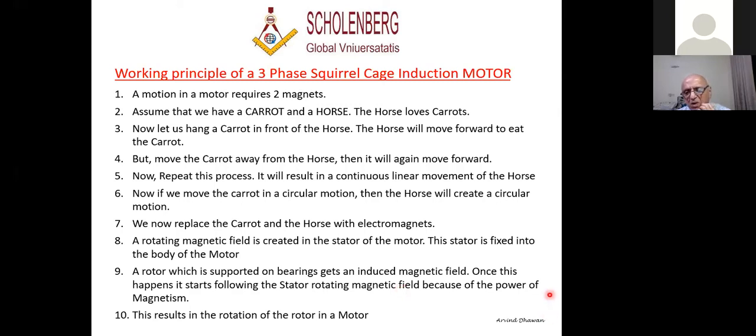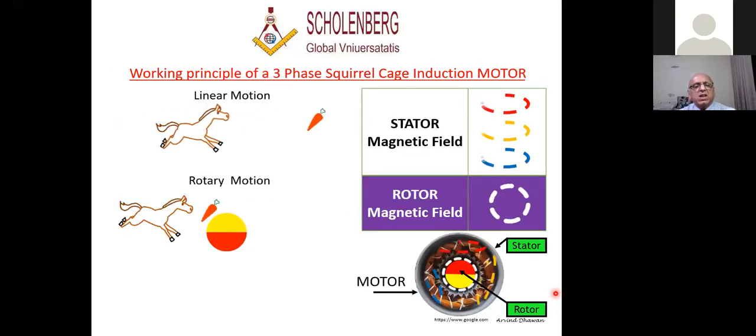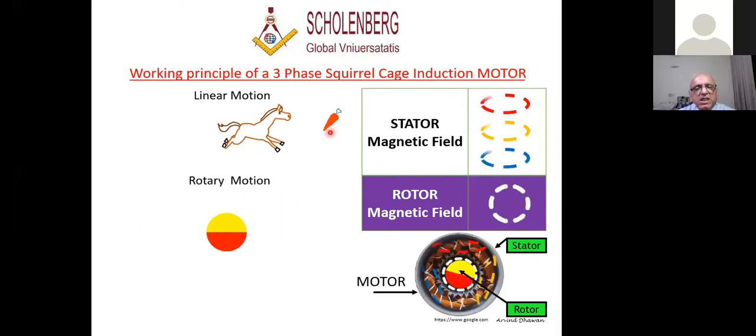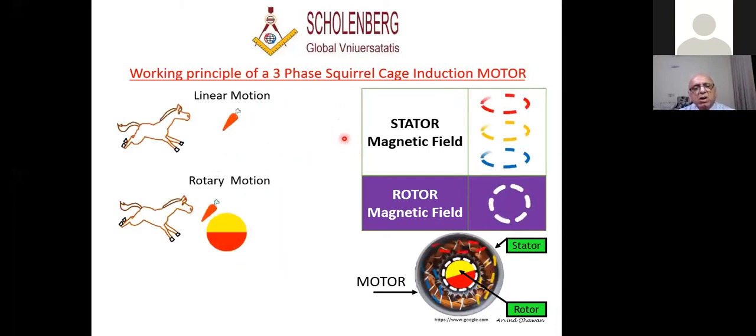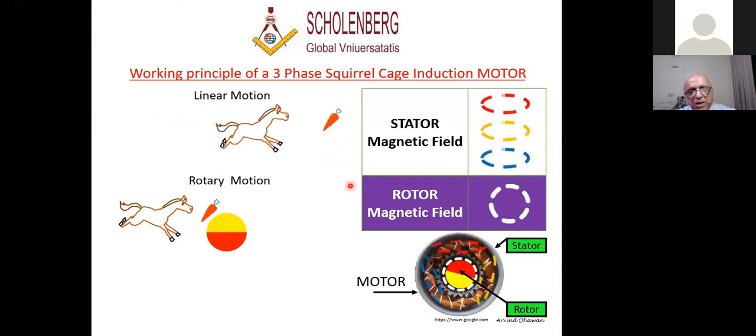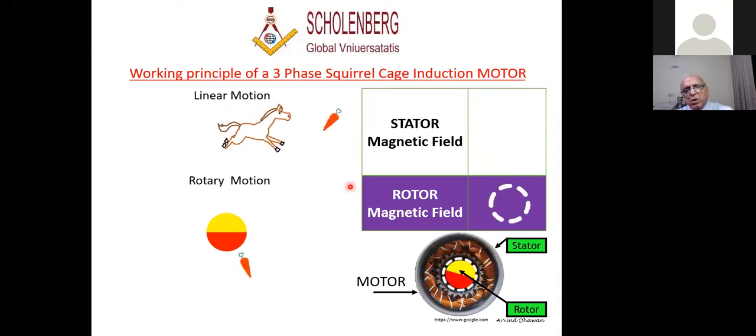Now, you must be finding it a little boring. I'll make it interesting for you. I'll come to the next slide. Now here's the horse, here's the carrot, right? When you move the carrot, the horse follows the carrot. See, it's chasing the carrot, but it can't get hold of the carrot. So we have a linear motion.